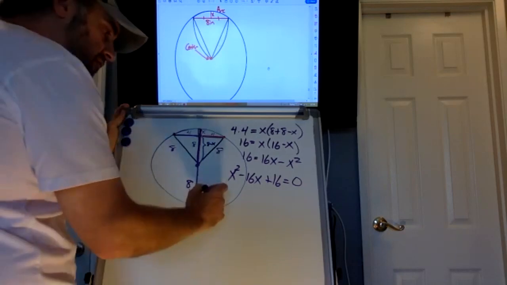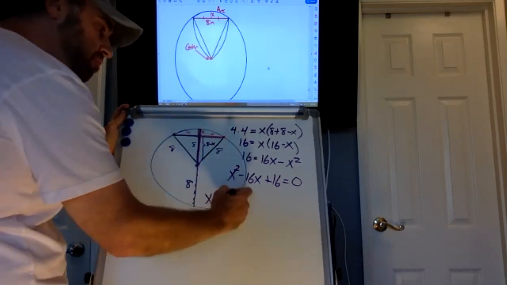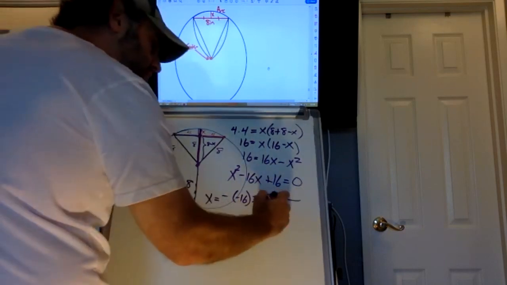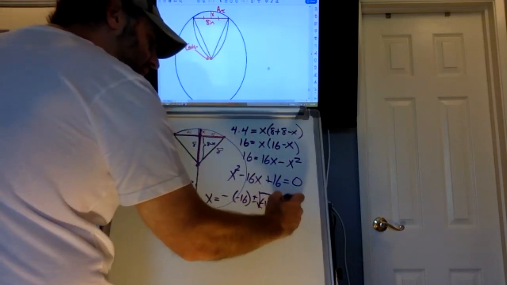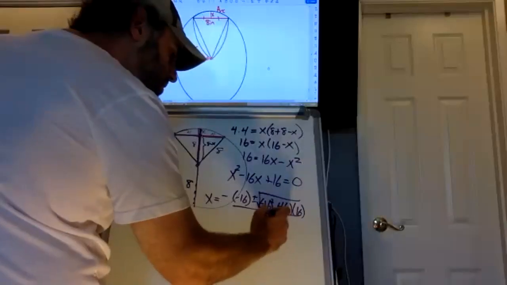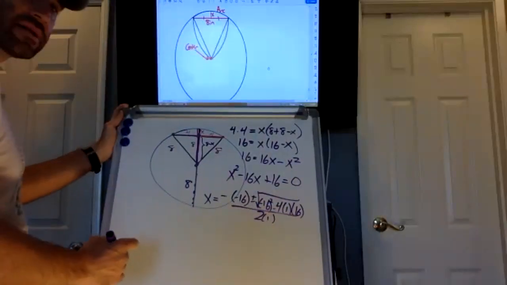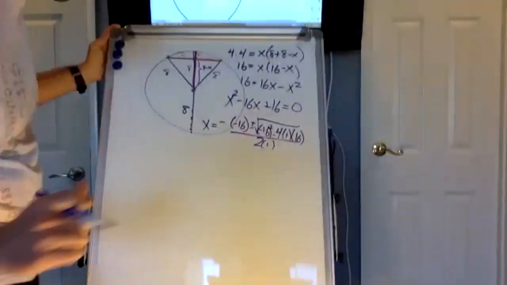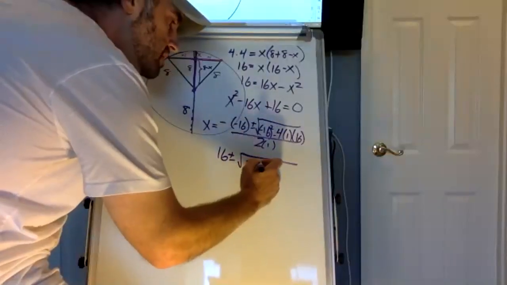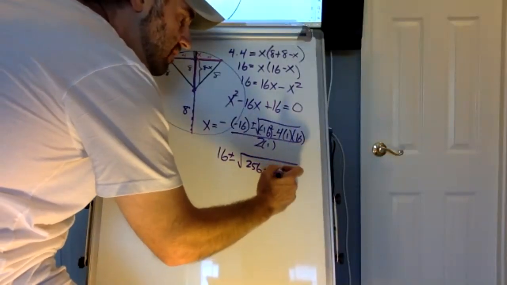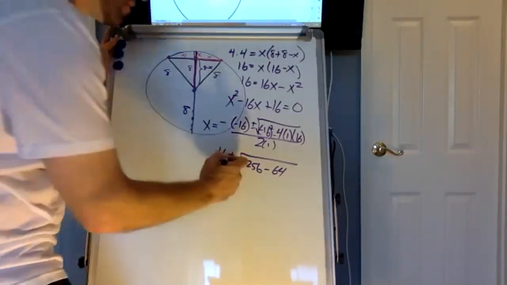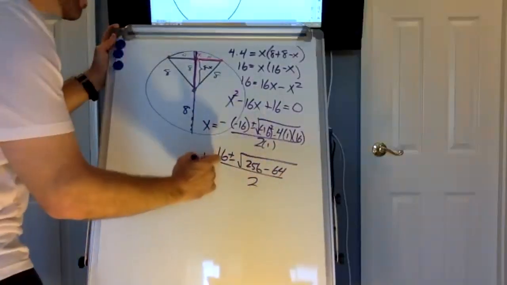Let's put it in the quadratic formula. X is going to equal negative b plus or minus the square root of b squared minus 4ac all over 2a. And let's see what this simplifies into. Positive 16 plus or minus the square root of 256 minus 64. Guess what that is? Square root of 192, which is what I told you to remember.